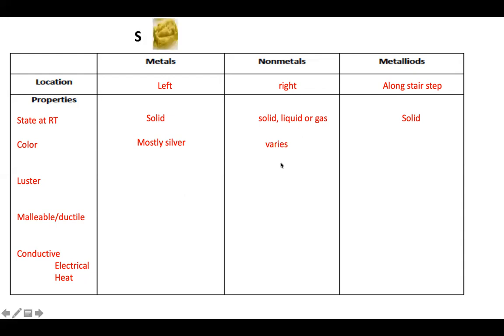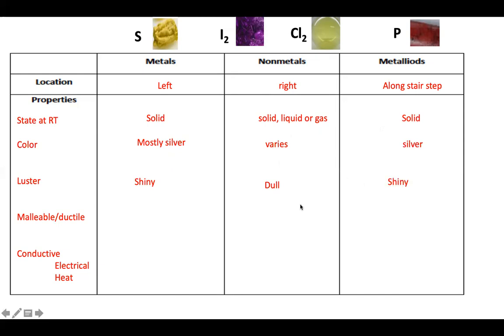So sulfur is this bright yellow. Iodine is purple, exists as a solid. Chlorine is a gas, it's a green gas. Phosphorus is a red solid, and we already said bromine was a reddish brown gas. Metalloids tend all to be silver. Okay, metals tend to be shiny, non-metals tend to be dull, and metalloids, as we saw in the pictures, tend to be shiny also.